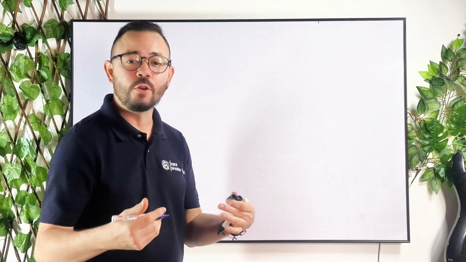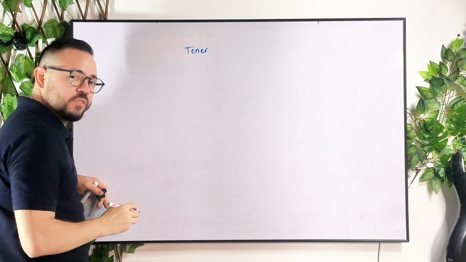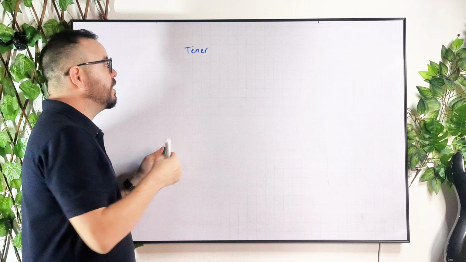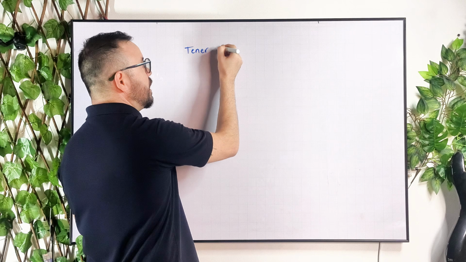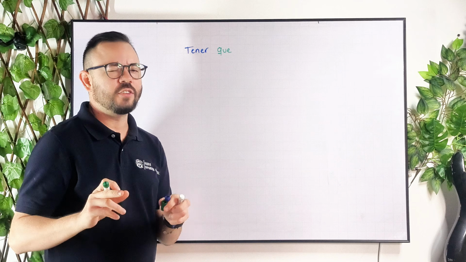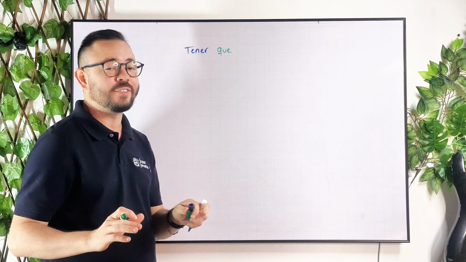So normally, when people start learning Spanish, they get confused with one verb, and it's this verb, tener, that means to have. And they get confused because they don't know if they need to say just tener, or if they need to say tener que. So that's what we're learning today, and it's very simple. So this video is going to be pretty short because this is a very simple topic, okay?